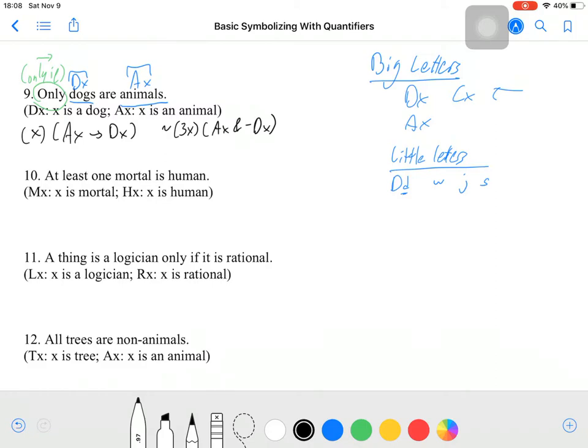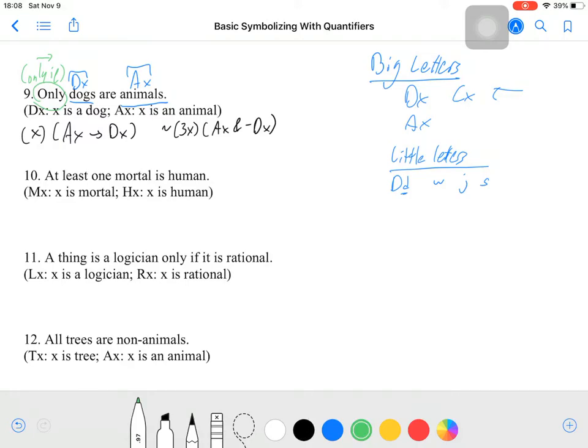So this is a little bit weird because usually we would say that only animals are dogs. In other words, you can't have something that is a dog and not an animal. So the content of this one's a little bit wonky, but that's just kind of important to be able to wrestle with. Let's go on to 10.